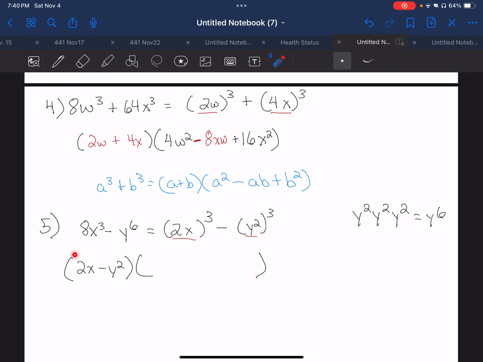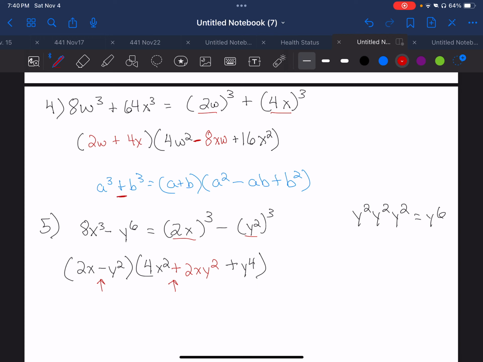Then we're asking ourselves 2x times what will give me 8x cubed. So 2 times 4, x times x squared. Then we're saying y squared times what will give me y to the 6, y squared times y to the 4th. This is still positive, no change. And then we have a cancellation term. A cancellation term needs to be the opposite from this side, so it's going to be plus. And it will still be 2x times y squared. So 2xy squared.